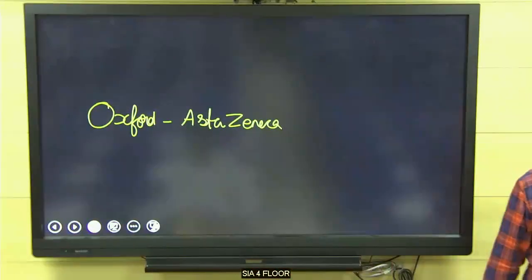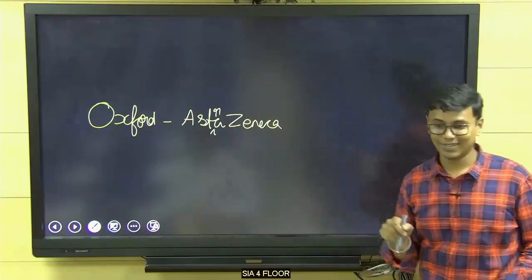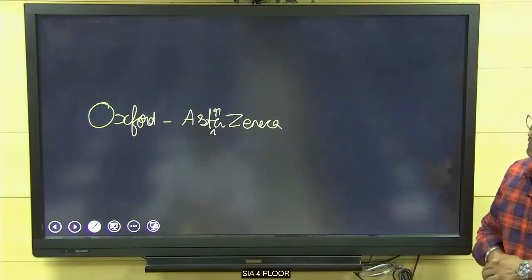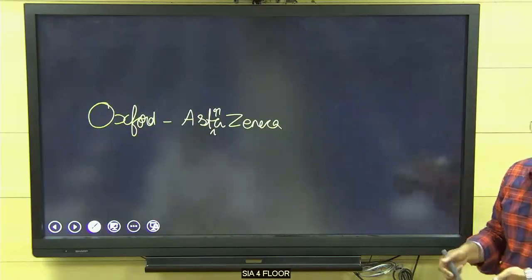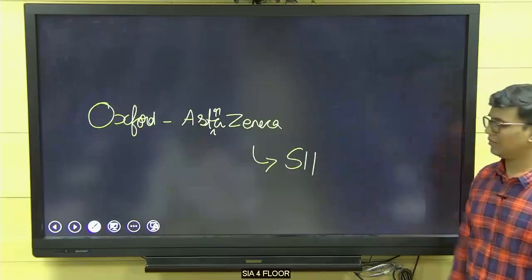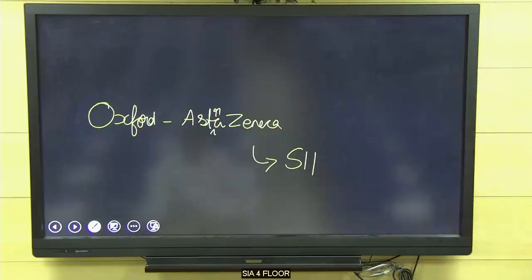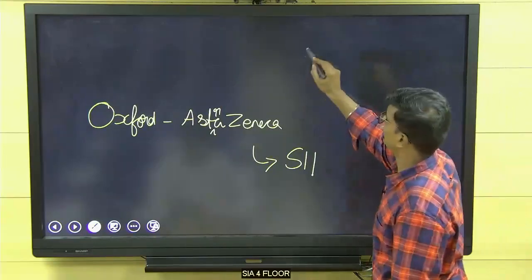AstraZeneca and COVID, AstraZeneca, sorry. AstraZeneca and Oxford developed a vaccine, and it is produced in India by Serum Institute of India. Don't confuse it with Bharat Biotech. Covaxin is developed by Bharat Biotech, whereas Covishield is developed by Serum Institute of India.